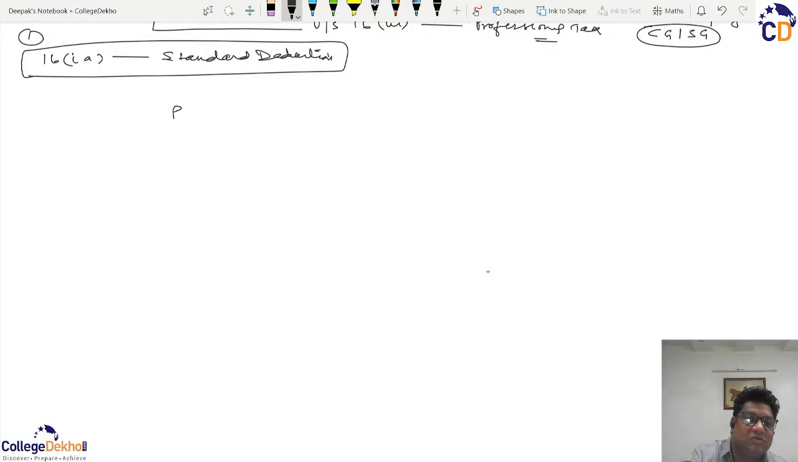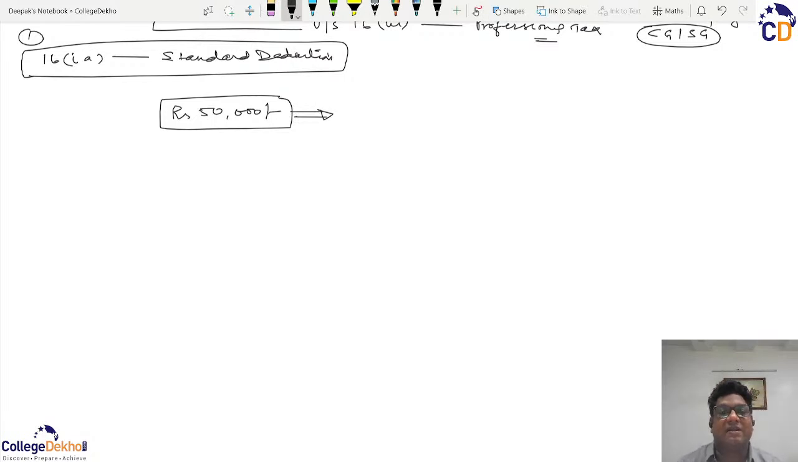So what it amounts to is that a straightforward amount of rupees 50,000 will be allowed as standard deduction irrespective of कि इनका नेचर क्या है, irrespective of कि सैलरी में कितना खर्चा किया कितना खर्चा नहीं किया, just to cover for all those inherent expenditures, a fixed amount of rupees 50,000 is allowed as deduction from the gross salary for all kinds of employees, provided the gross salary is more than 50,000.